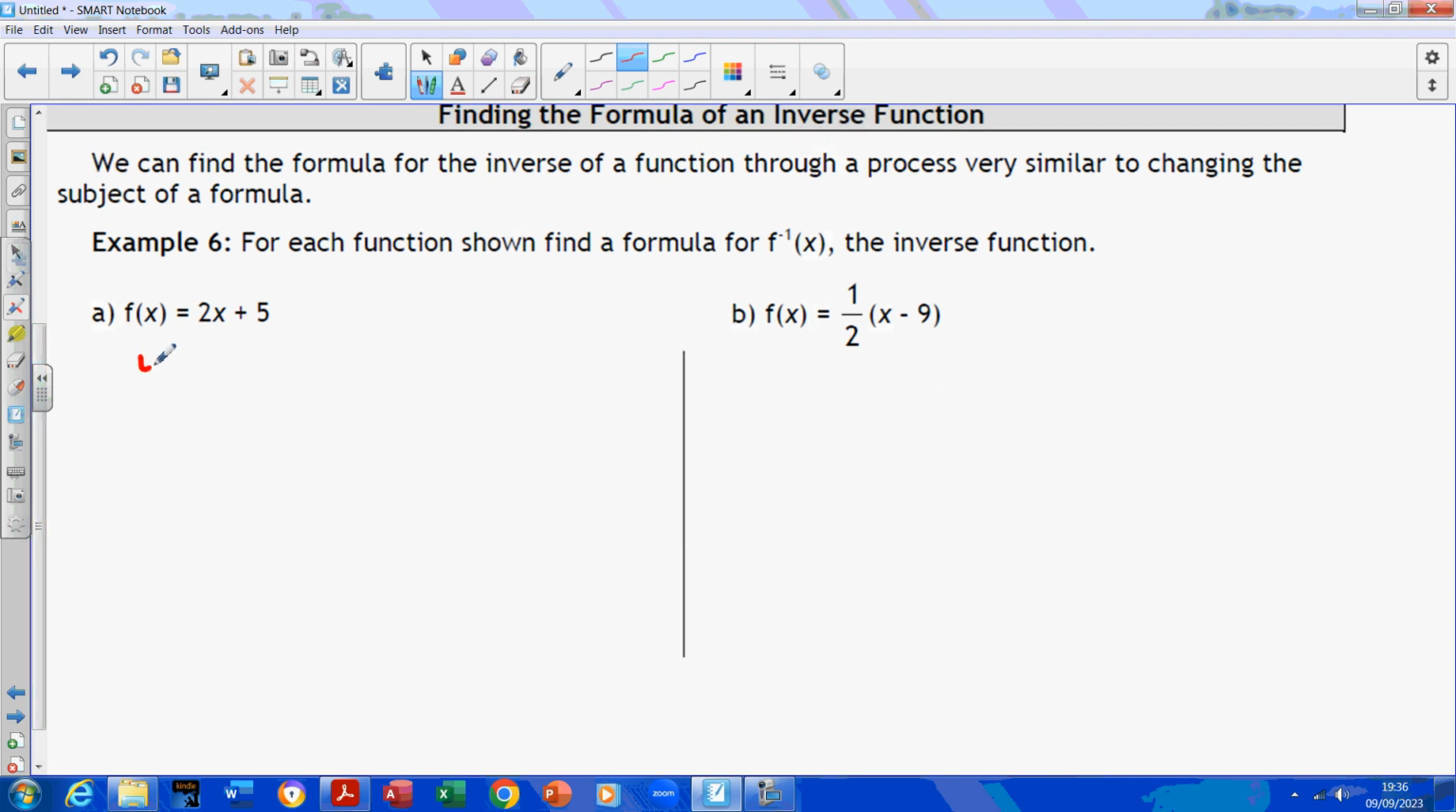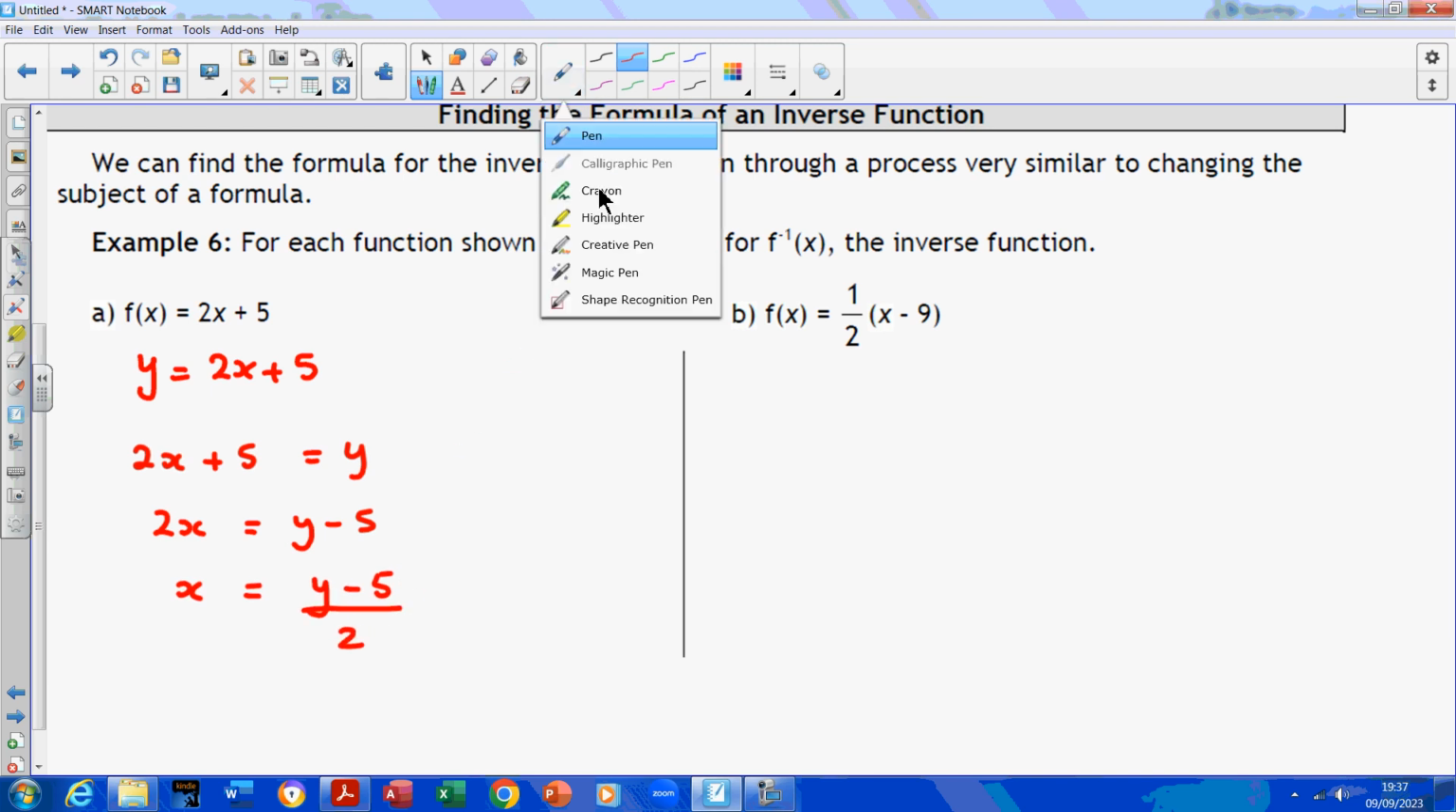So f(x) we know is equal to y. So y is equal to 2x plus 5. We change the subject of the formula to x. That's why you did it in National 5. I'm going to write this round the other way. So 2x plus 5 is equal to y. So 2x is equal to, take 5 away from both sides, so it's y minus 5. I don't want 2 times x, so I want to divide by 2. So I've got y minus 5 all divided by 2.